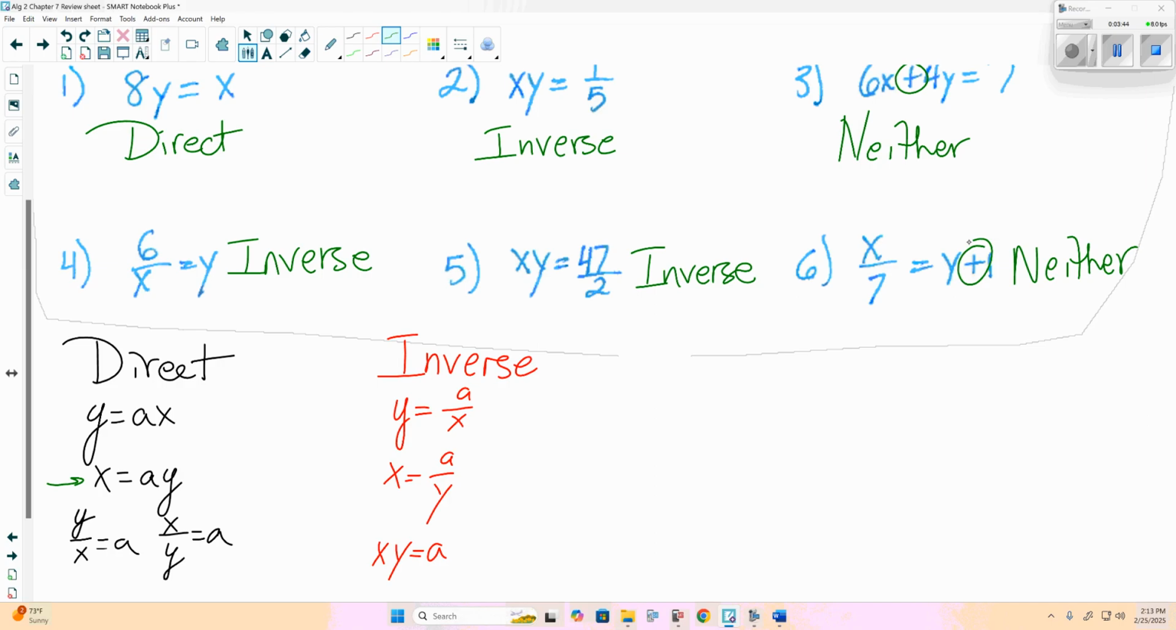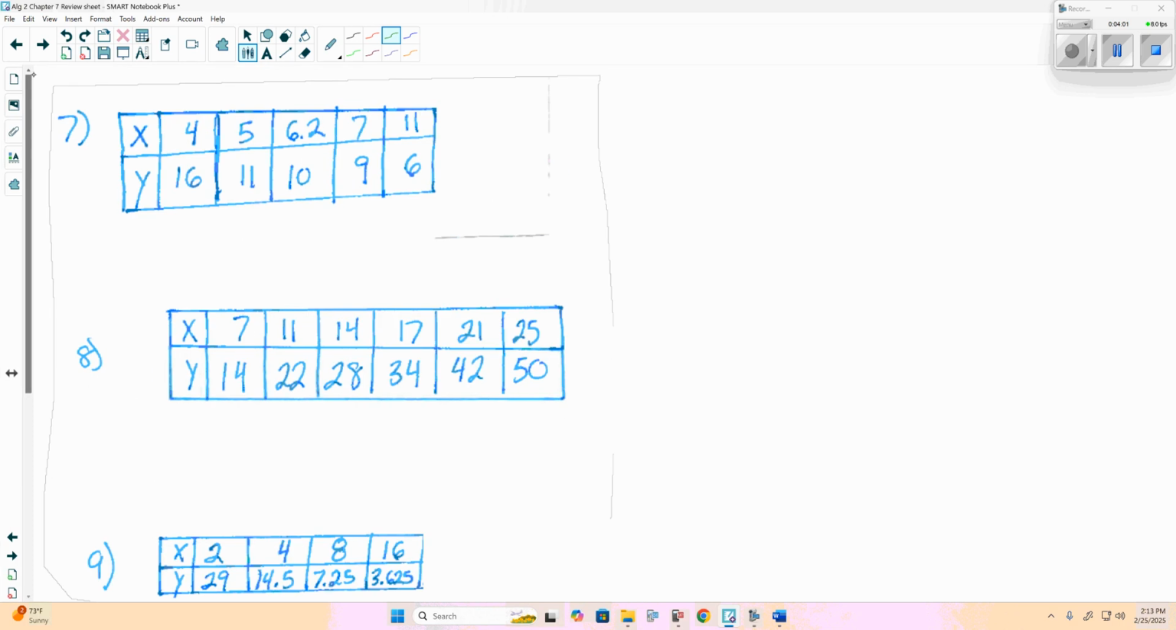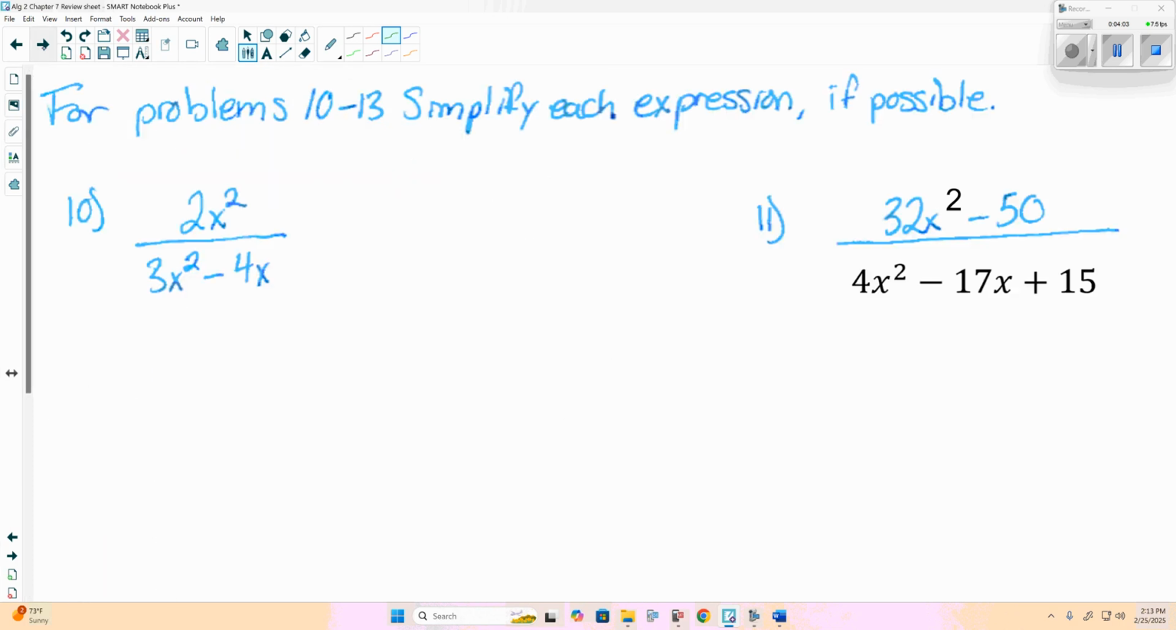Questions on 1 through 6? So if you don't have those general forms for direct and inverse variation, I'd make sure to have those down, because that's going to make these a lot nicer to work with. We're ready for the next set. 7 through 9 aren't going to show up on the test.